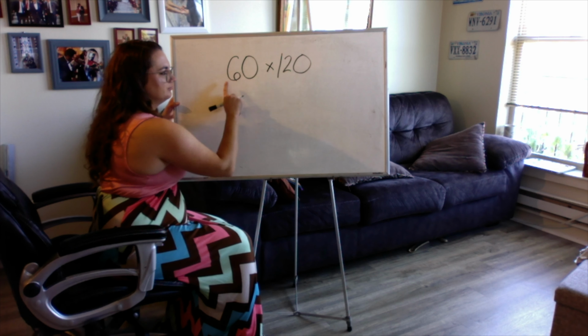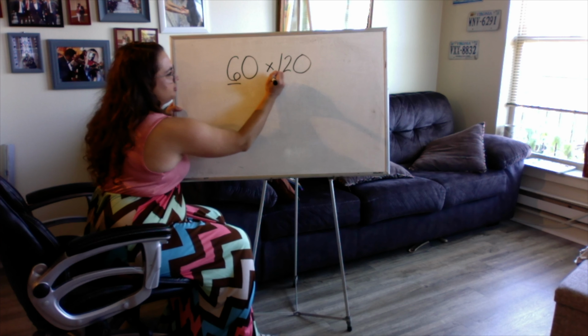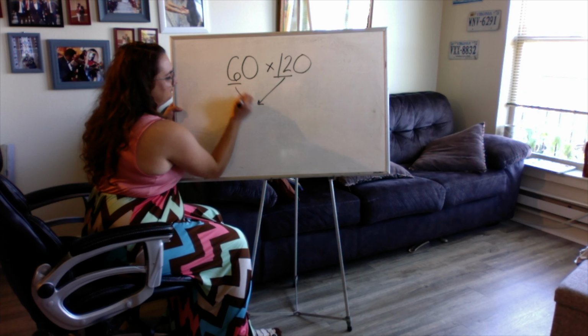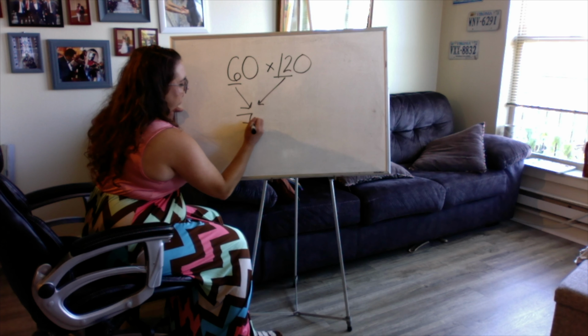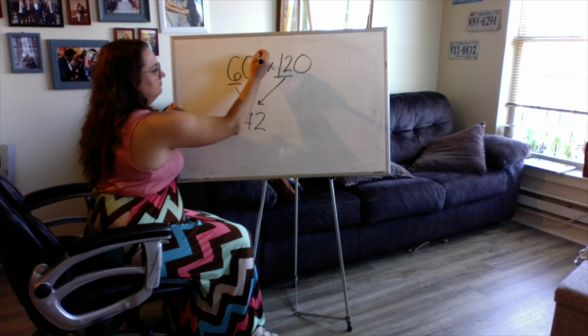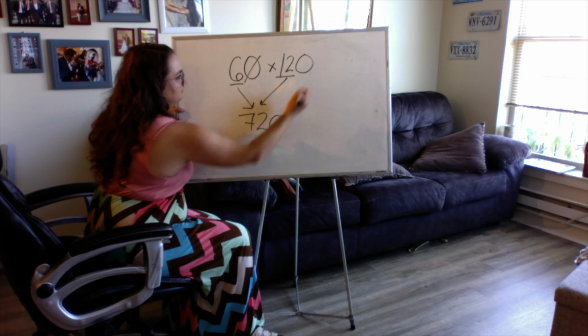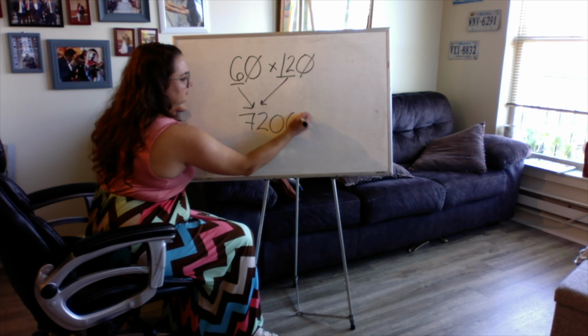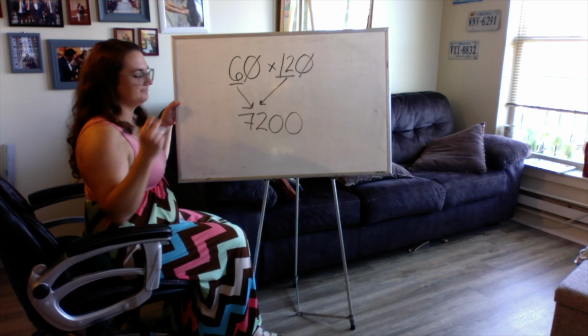We're going to multiply 60 by 120. I'm going to start by multiplying my two front digits, 6 times 12, which my answer is 72. Now I'm going to add the 2 zeros from my original problem. Notice how I like to cross off the zeros to make sure I'm doing it correctly.